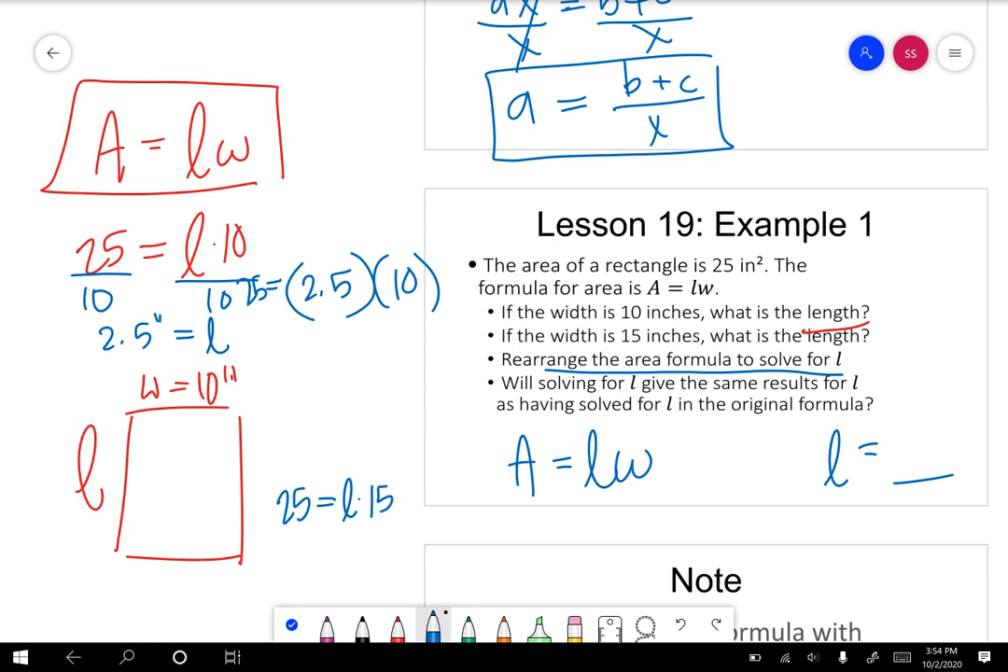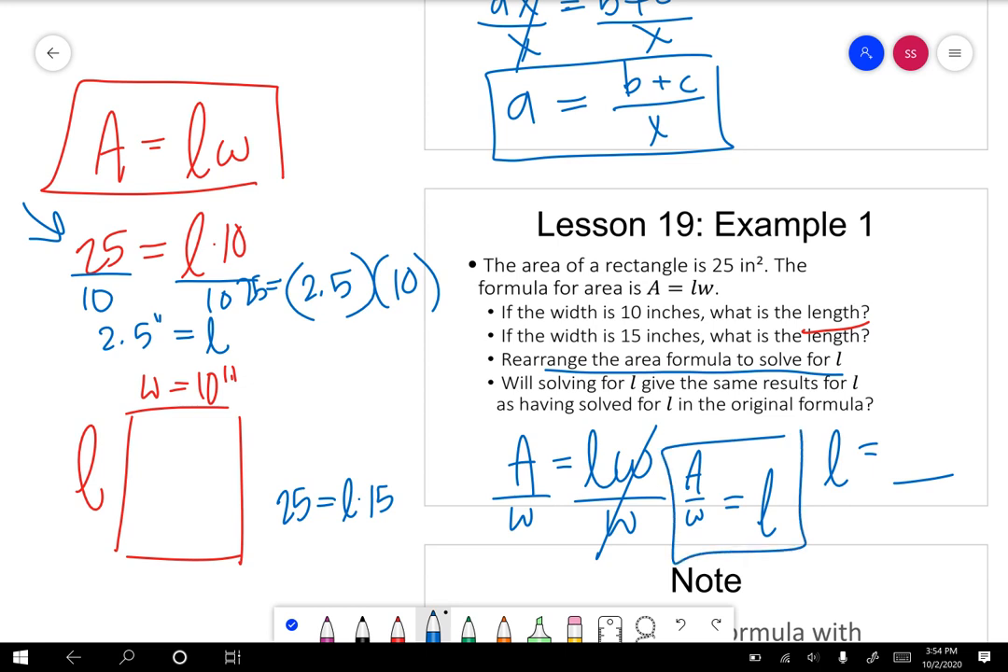Now, if it's being multiplied by W, we're going to do the same thing we did up here when there were numbers. Here we divided by 10 when L was being multiplied by 10. Now L is being multiplied by W, so we're going to divide by W. Okay, that would cancel out the W's because W divided by W would be 1. And 1 times anything is just itself, so we'd be left with L on that side. So L equals the area divided by the width. Okay.